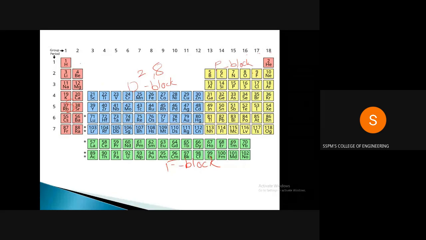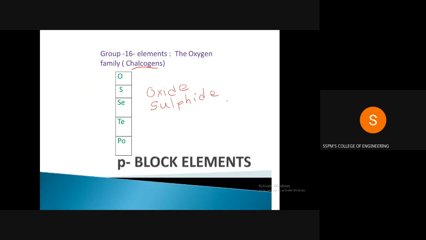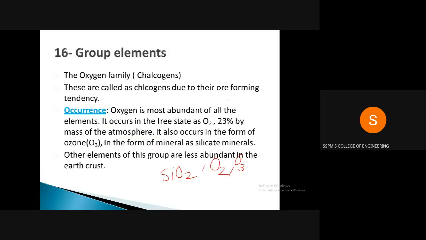Radioactive element means what? They emit radiation.